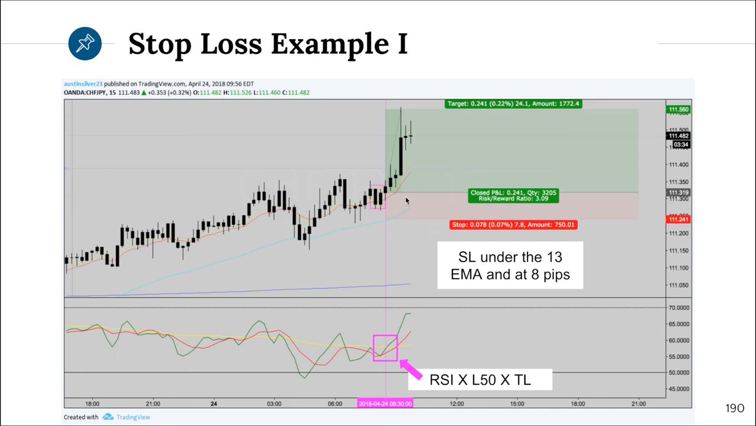It's just about pulling the loss quickly so that when you do get in a good trade like this, you maximize the 24 with only 6 or 7 pips at risk. And over time, all of these small wins do add up.